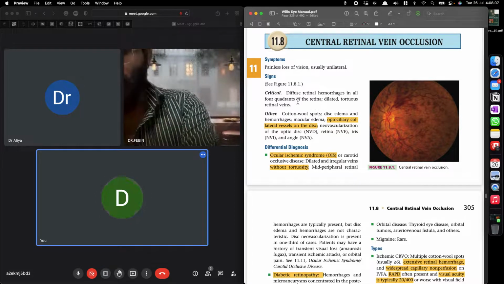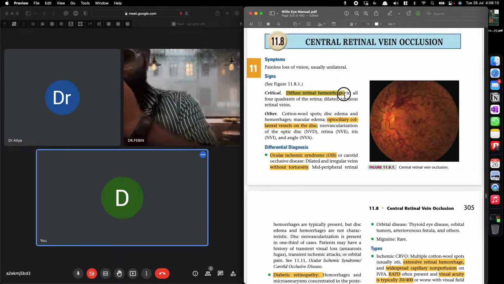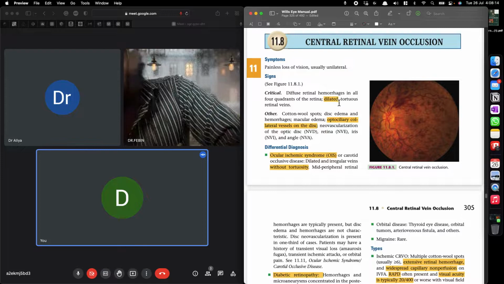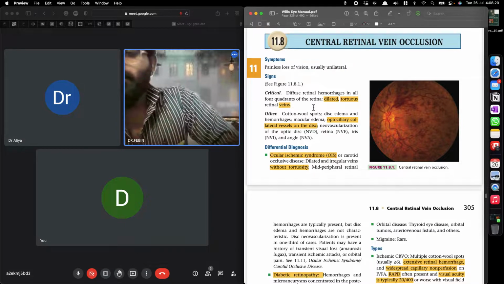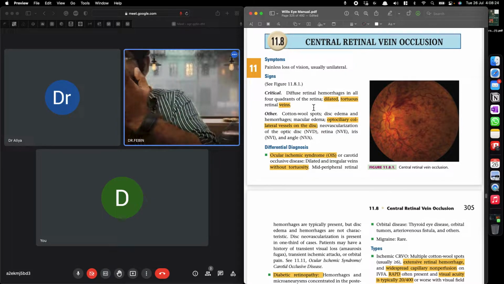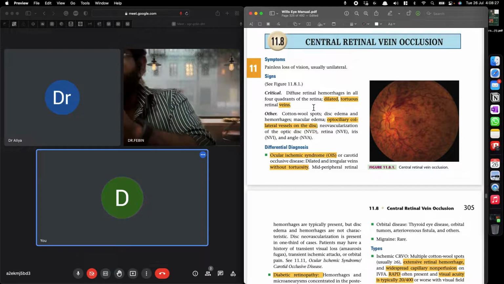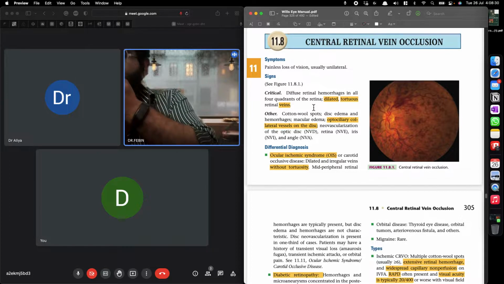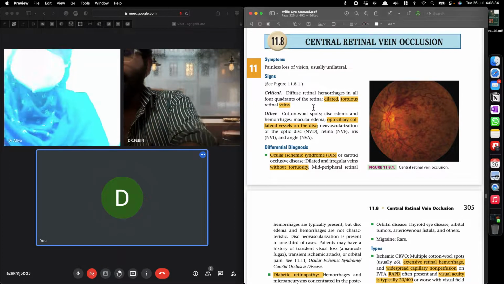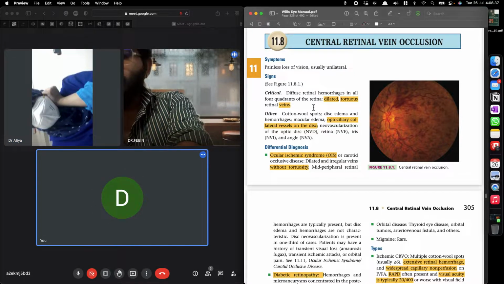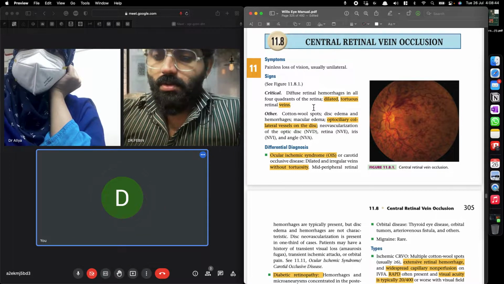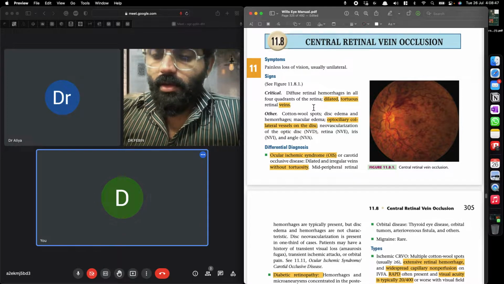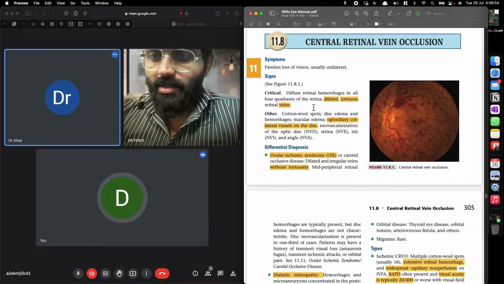Okay, what would be your diagnosis? Okay, so the hemorrhage is confined to vein occlusion. The supratemporal. Supratemporal. Okay. Probably a BRVO. So you're trying to say it's an STBRVO. Yeah. No, I would disagree with you. It's a CRVO.